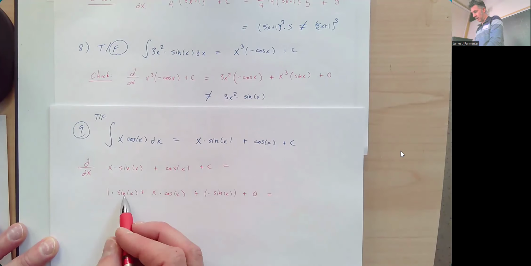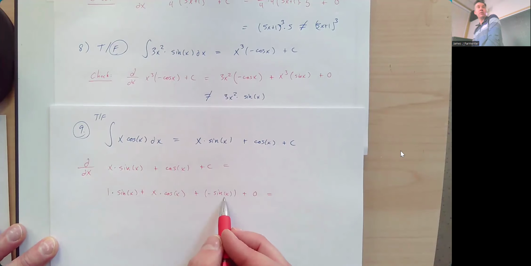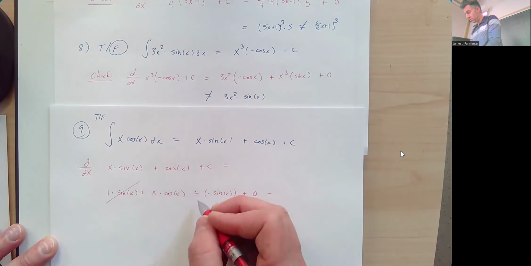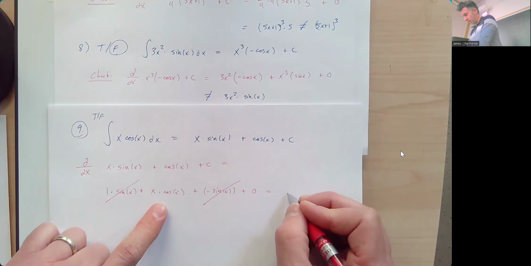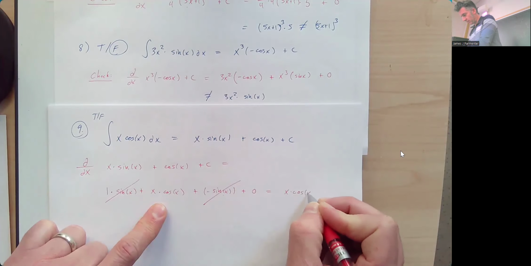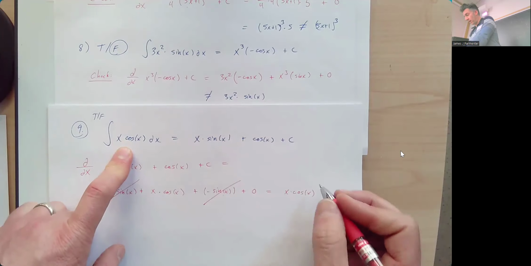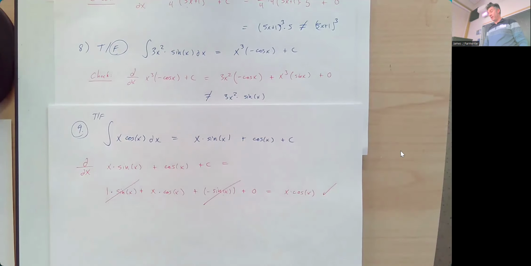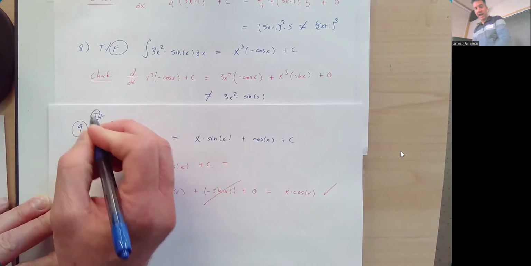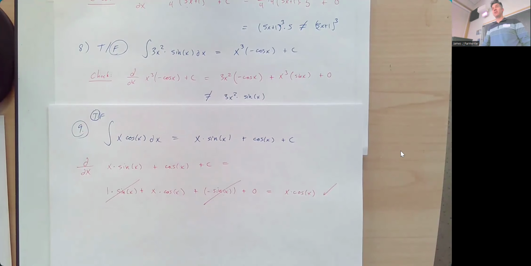And then let's see, sine of x minus sine of x, those add to 0. So I'm left with x times cosine of x, which is what we started with over in the integral. So that works out. That derivative is equal to x cosine x, which means it is true that the antiderivative of x times cosine of x is equal to x times sine of x plus cosine of x plus c. And we will learn how to do this eventually when we learn about the integration by parts method. But this is definitely an integral that requires integration by parts.